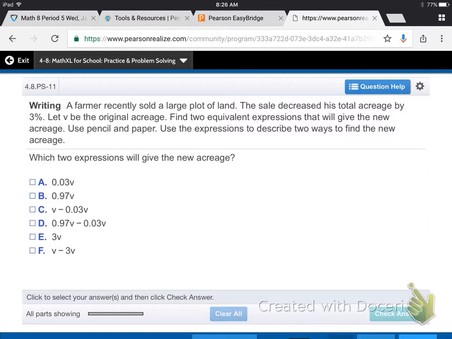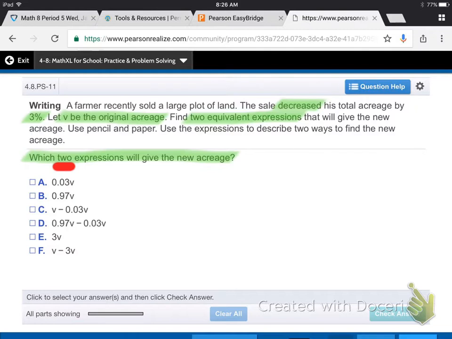Here we go with a new problem. It says, a farmer recently sold a large plot of land. The sale decreased his total acreage by 3%. Let V be the original acreage. Find 2 equivalent expressions that will give the new acreage. Use pencil and paper. Use the expressions to describe 2 ways to find the new acreage. Okay, which 2 expressions will give the new acreage? Okay, so we're looking for 2 answers. Do you see that? 2 answers.